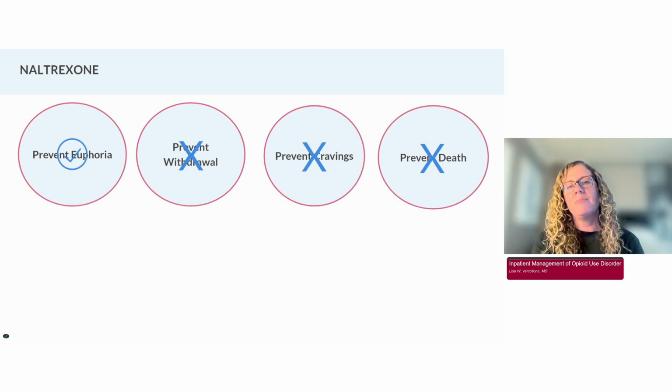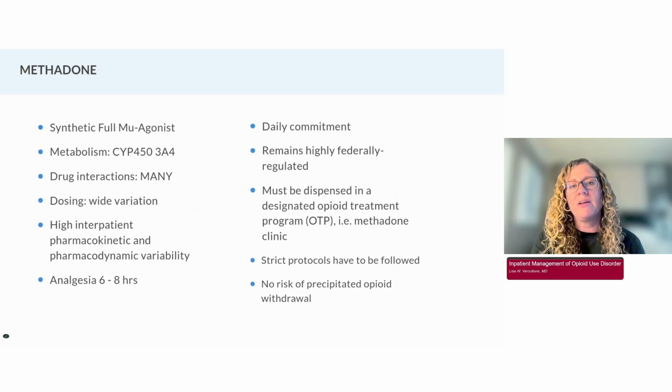And it's not preventing cravings because it's not stimulating that receptor, and it doesn't have mortality benefit. So let's move on to methadone. Methadone is a synthetic full mu agonist. It is metabolized by cytochrome P450-3A4. Therefore, there are many drug interactions we need to be mindful of when we're starting the medication.